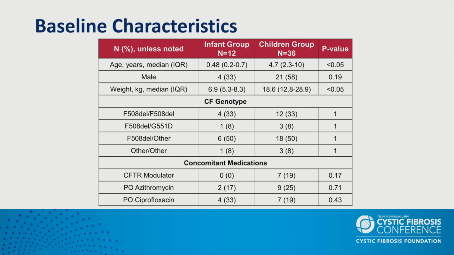When we look at concomitant medications, we see that there were more patients on CFTR modulators in our children's group, which makes sense given the time period we're looking at and what ages modulators were approved for. We did also collect those that were on concomitant PO azithromycin, and we found no difference between the 2 groups. Sometimes at our center, we will also put patients on PO Cipro if they have symptoms at time of Pseudomonas culture, but you can see there's no difference in that between the 2 groups.